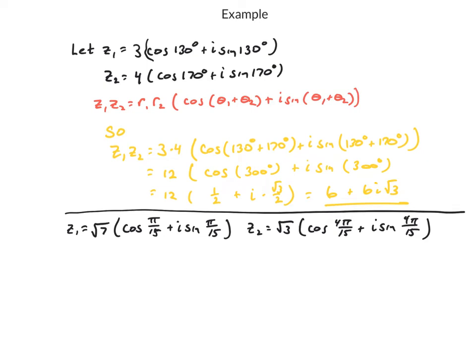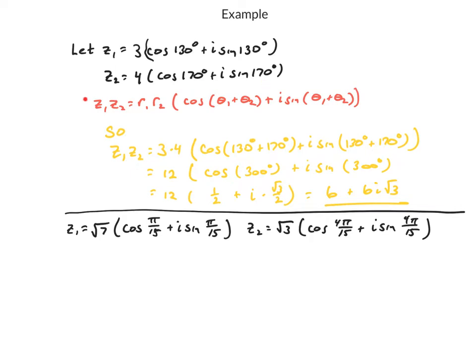Now that we have that formula, the identity that we can use for the product of two complex numbers, let's actually do a problem. This first one is where the complex numbers are written using degree measures. On this particular problem, z1 is equal to 3 times the cosine of 130 degrees plus i sine of 130 degrees, and z2 is 4 times the cosine of 170 degrees plus i sine of 170 degrees.